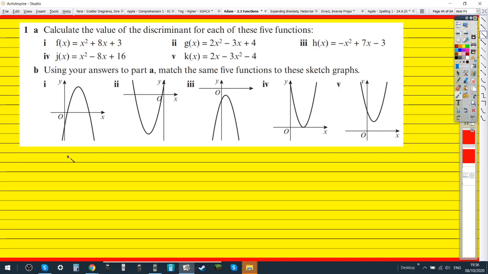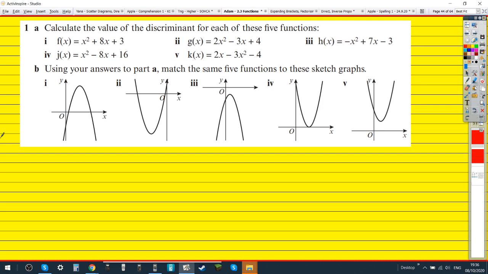Okay. So how do you find the discriminant for question 1a, part 1? What is A, what is B, what is C? Oh, A would be 1, B would be 8, and C would be 3. Okay. How do you find the value of the discriminant? What is the discriminant?